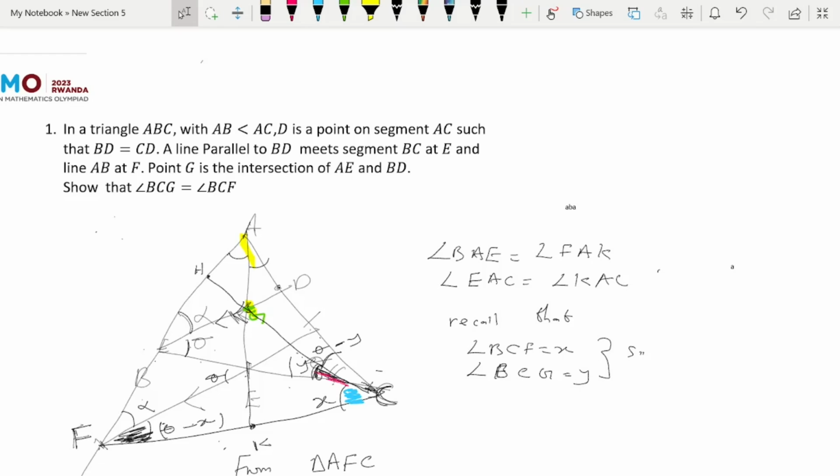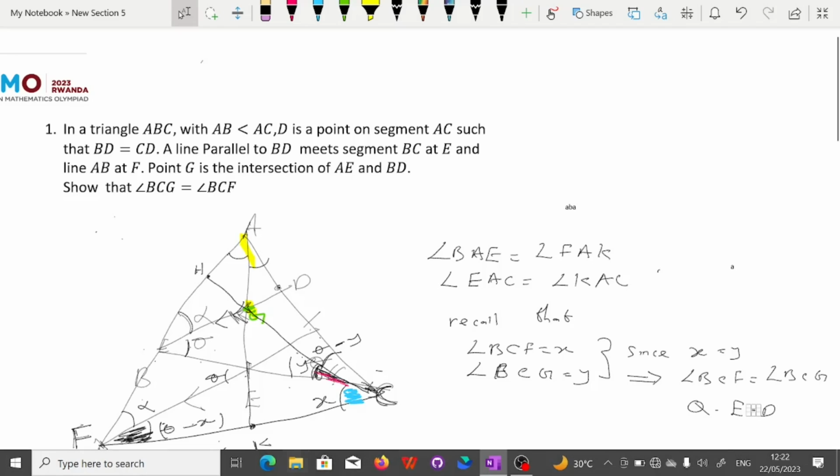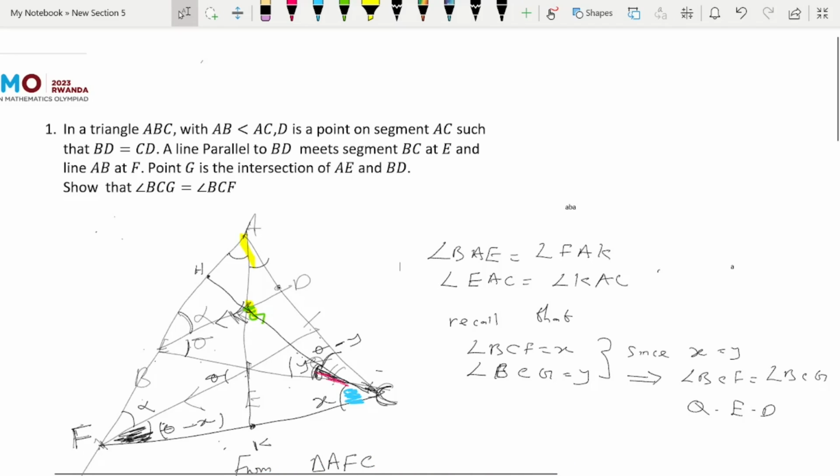Then since x equals y, we have that angle BCF equals angle BCG, and QED means the proof is complete. So that's how you solve this problem. It was an interesting problem, just basic trig identities, and once you know several, everything should actually fall apart.